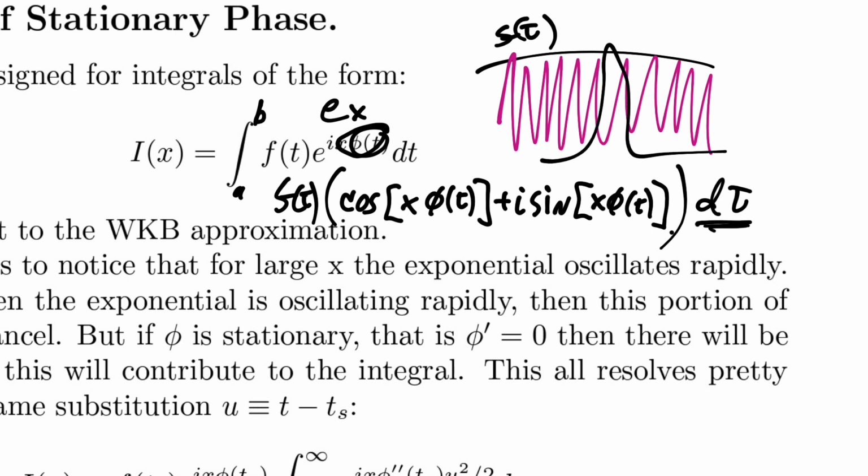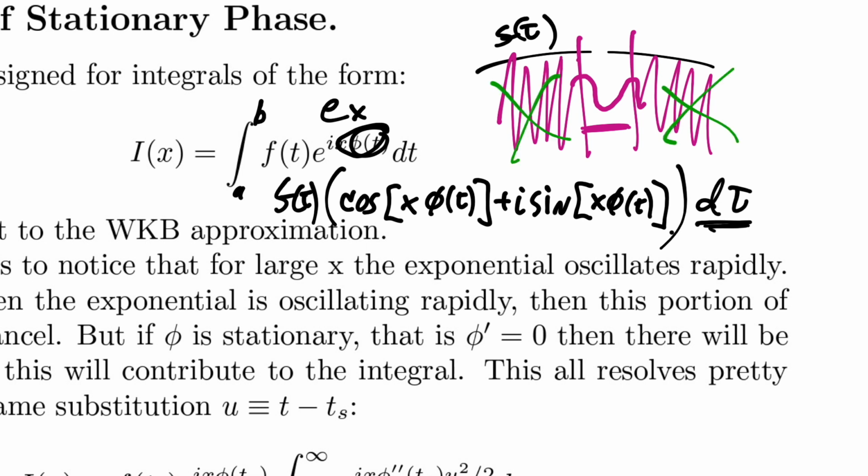It's actually because what ends up happening is that when phi of t has a stationary point, these oscillations tend to kind of slow down. And in that area where phi of t is stationary, or phi prime of t is 0, this section of the integral will in fact contribute, while the rest of the stuff kind of cancels out. So we're still looking for extremal points of phi of t, but for a totally different reason. And that's what's really important here.